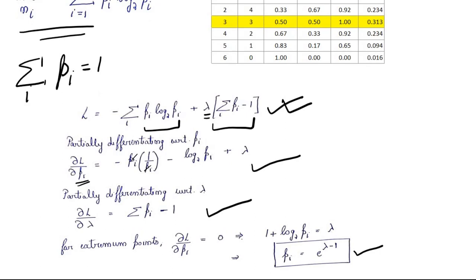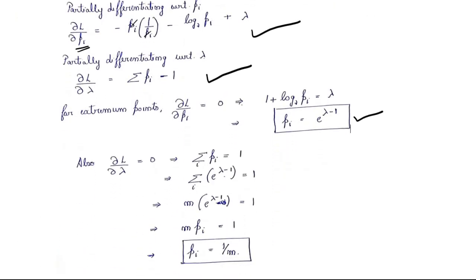Now, what we can do is equate del L by del lambda to 0, which straight away gives summation pi equal to 1. And I impute the value of pi over here. Since the summation is from i equal to 1 till m, and this is a constant which is not dependent on i, we get the value of m over here. This still remains the constant. We know that e raised to lambda minus 1 is pi. So we impute pi over here and we get the value of pi equivalent to 1 upon m.